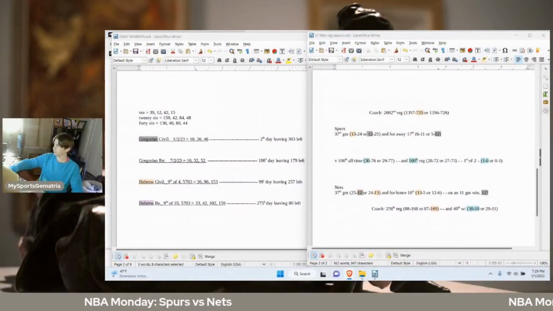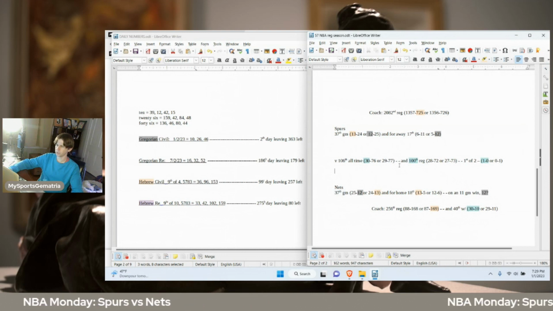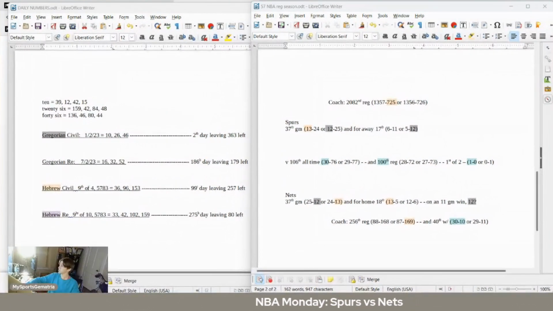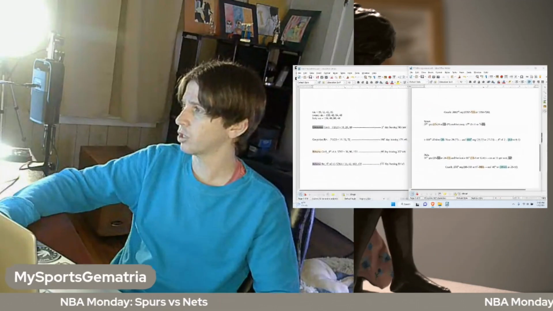Oh, one thing I failed to mention for the Nets. This is the 37th game for the Spurs, 37th game for the Nets. 37 is the 12th prime number. That can help out the Nets a little bit too as well. But yeah, hopefully this helps. Hopefully this gives you insight to the game as to decode that you already have. Maybe get you started on a decode.